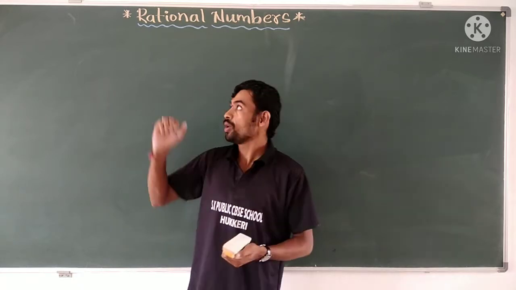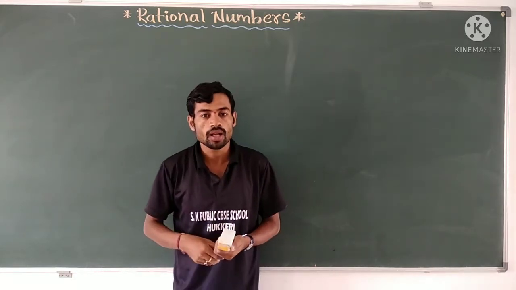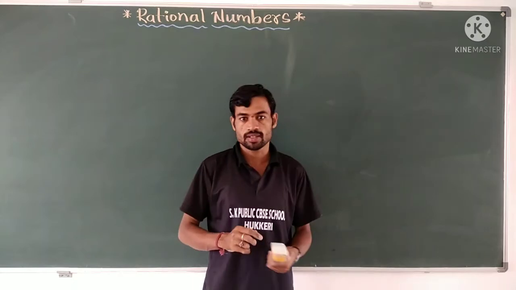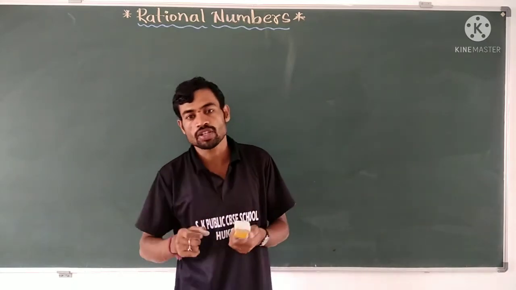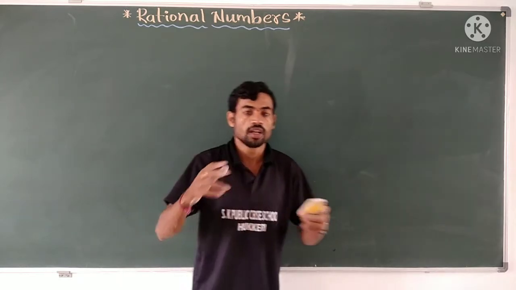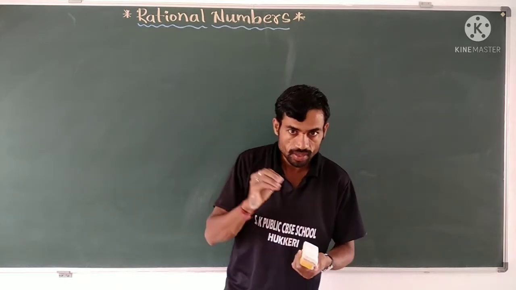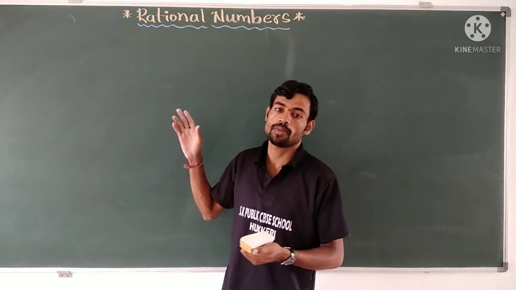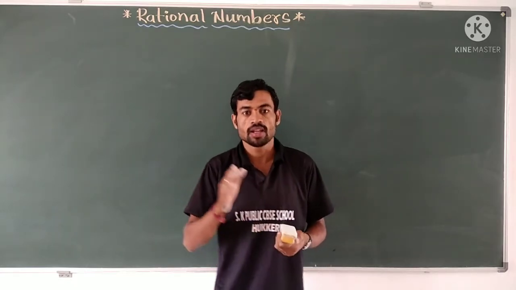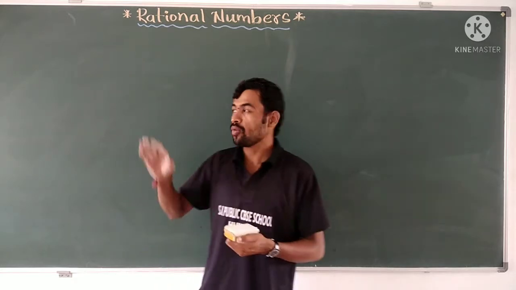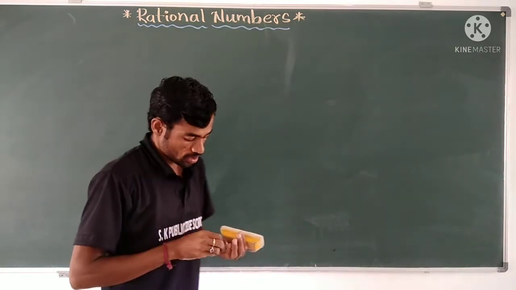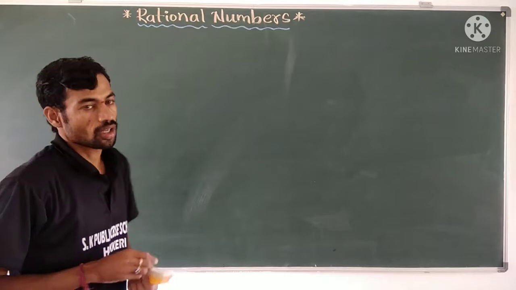Now we have to discuss in detail what rational numbers are. In 8th standard, the first lesson was rational numbers. We studied operations: addition, subtraction, multiplication and division of rational numbers. We also discussed the types of rational numbers in class 8: positive rational numbers and negative rational numbers. Now we start from the introduction: what are rational numbers.